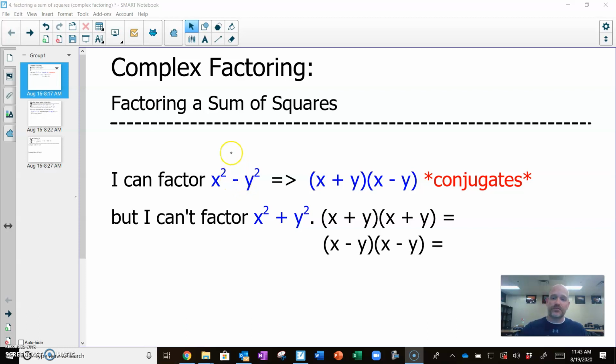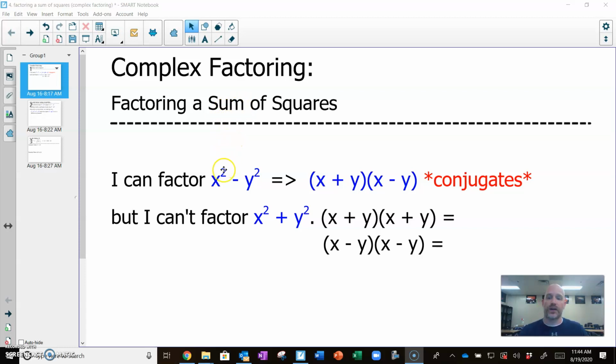Okay? So complex factoring is really limited to a singular type of factoring, and that is factoring a sum of squares, okay? Which seems strange because we know we could always go and factor a difference of squares, but how are we supposed to factor a sum of squares? And the answer is you do the same thing, okay?